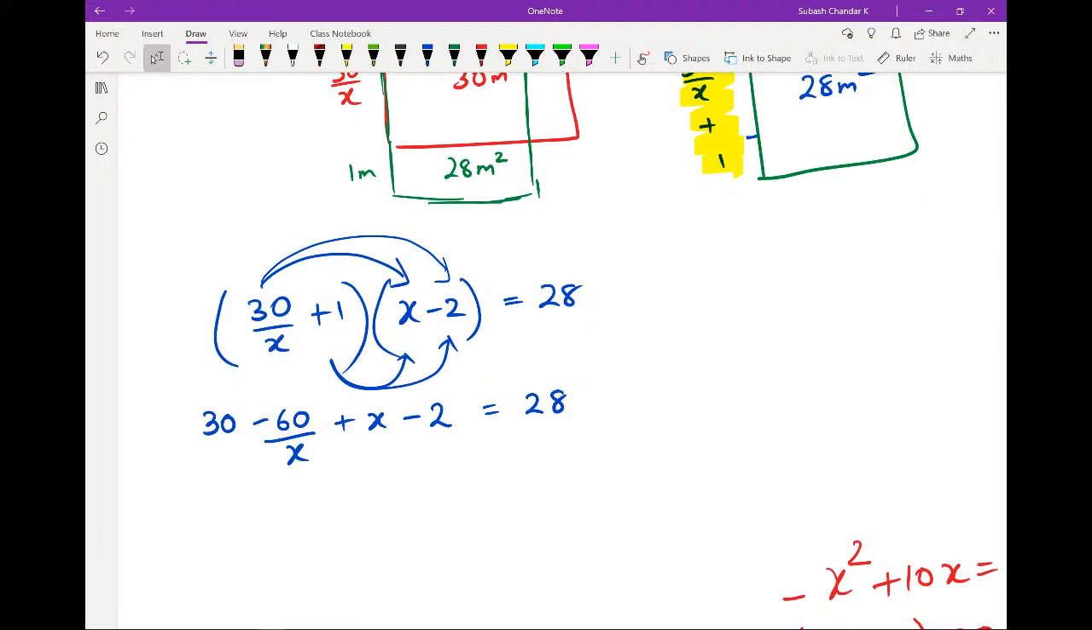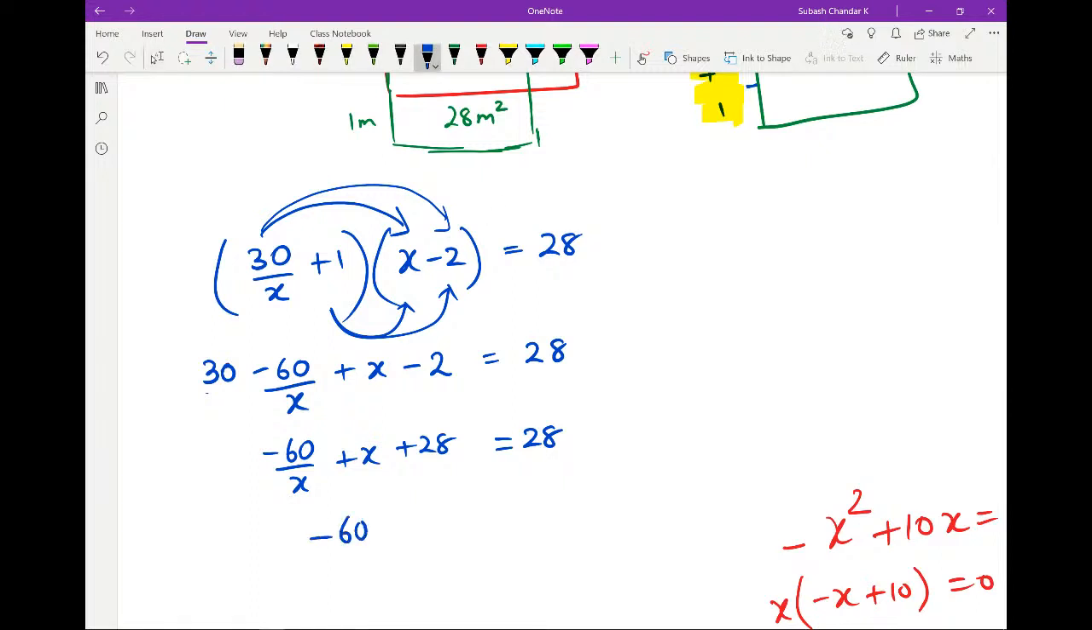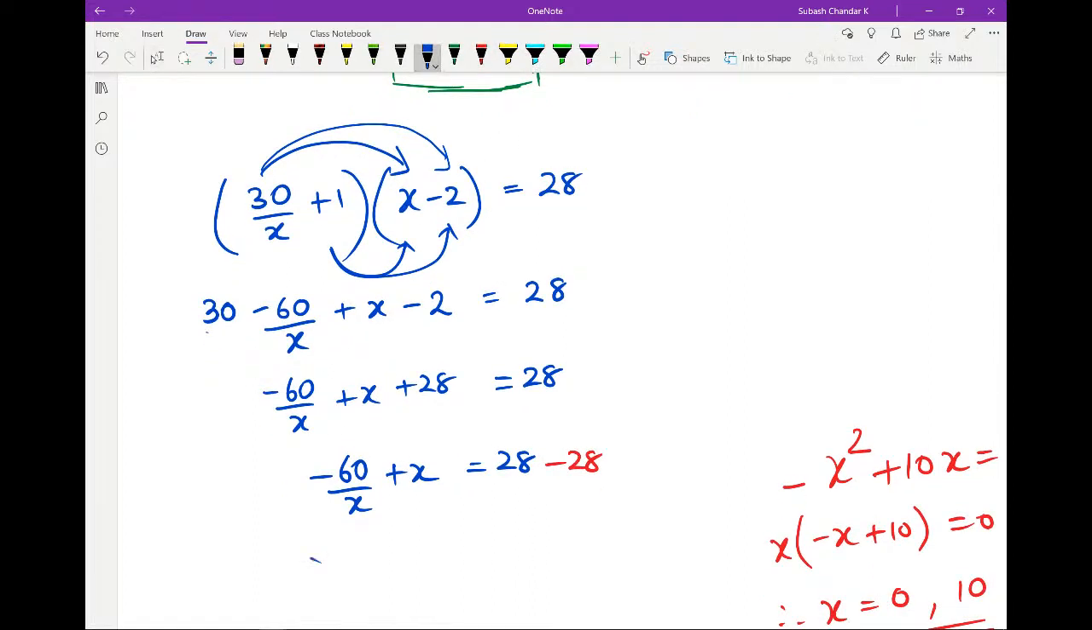So at this point, you've got 30 and negative 2, which is, so we've got negative 60 over x plus 28 equals 28. Or in other words, we've got negative 60 over x plus x equals 28. Take away 28, and we end up with negative 60 over x plus x is equal to 0.